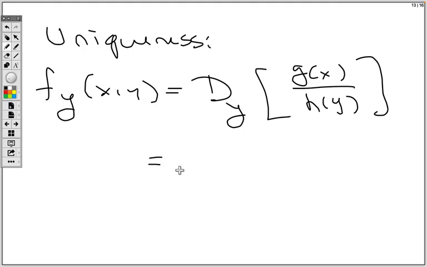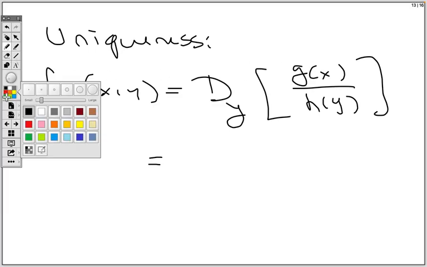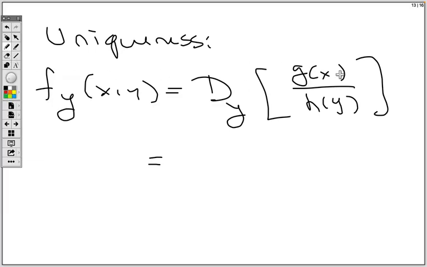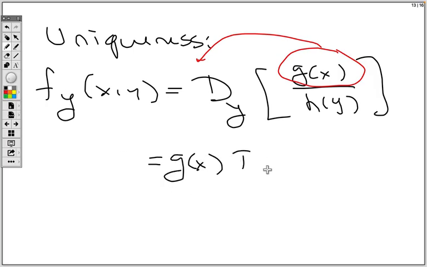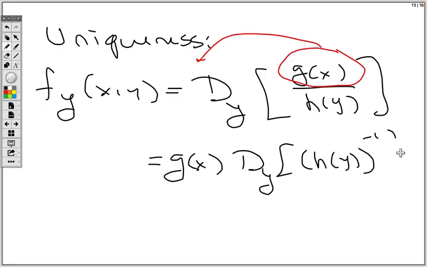So remember, when we're taking the partial derivative with respect to y, we're treating all the x stuff as a constant. So in this scenario, having g of x divided by h of y would be the same as having 5 divided by h of y. So I can factor this out to have the g of x there. And I'm basically taking the derivative with respect to y of h of y to the minus 1 power.